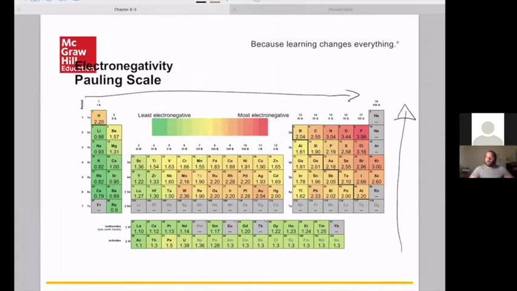Fluorine is the most electronegative atom. So in terms of the periodic trends, everything is pointed that way. This is what's called the Pauling electronegativity scale, named after a dude, Linus Pauling. You see every element's been given a number here.